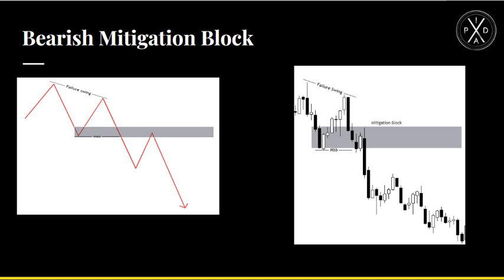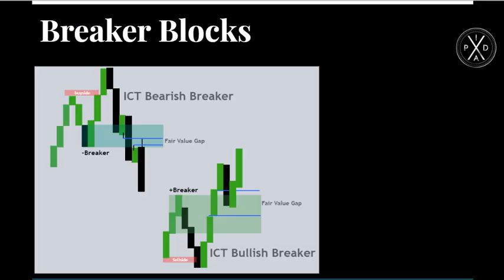All right, so let's take a look at the breaker blocks. Similarly to the mitigation blocks, breakers are a high and then a higher high, and then that low in between those two higher highs is considered your bearish breaker. So for a mitigation block, we would have a high and then a lower high, but for a bearish breaker, we have a high and then a higher high, and then we have that low in between. So that's your bearish breaker.